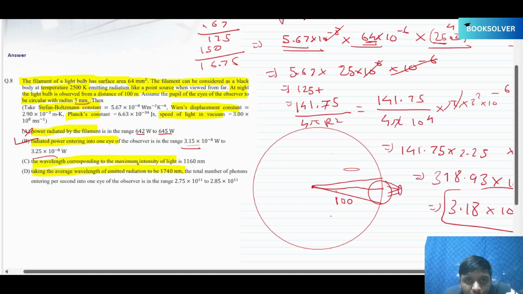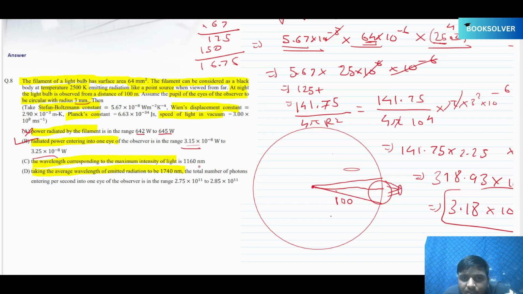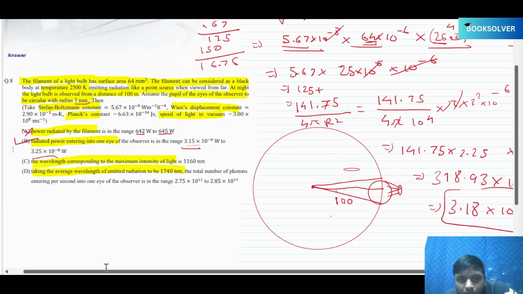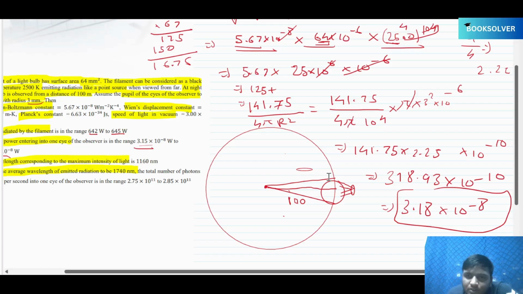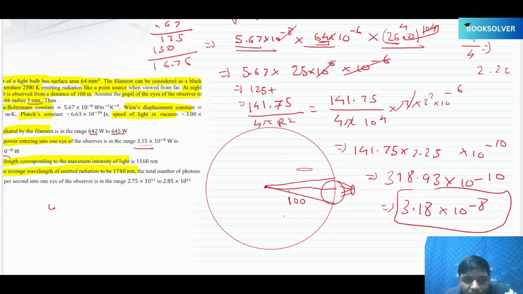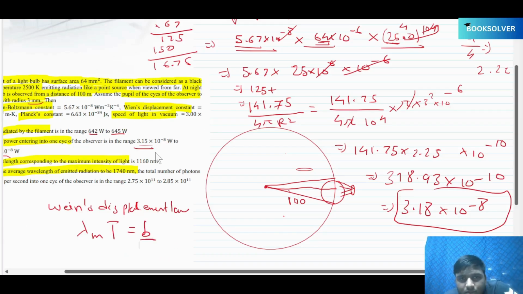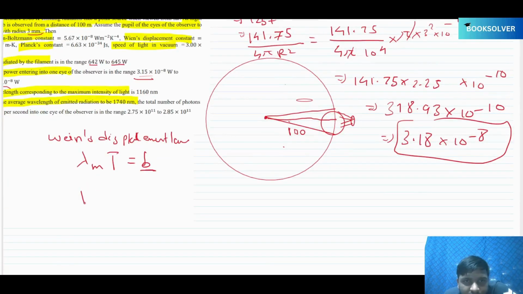Now the wavelength corresponding to the maximum intensity of light is 1160 nanometer. How to calculate this? If you remember Wien's displacement law, what is Wien's displacement law? It says that lambda m times T is equal to a constant which is called Wien's displacement constant. So let's write what is lambda m.